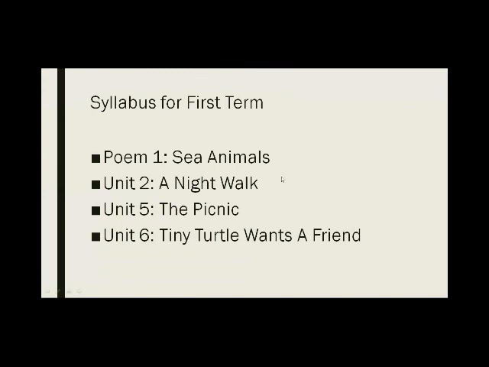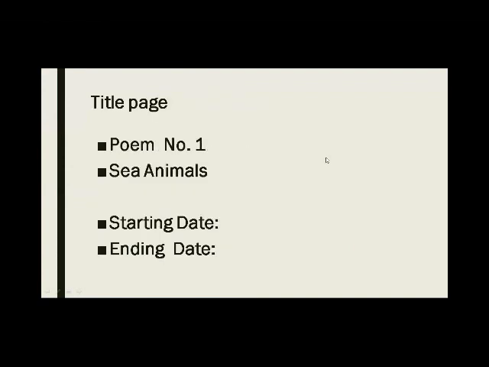Now, syllabus for first term. This is your syllabus for first term. Unit 1, Sea Animals. Unit 2, A Night Walk. Unit 5, The Picnic. And Unit 6 is Tiny Turtle Wants a Friend. On the third page, you have to write the syllabus for first term. Next, the title page.